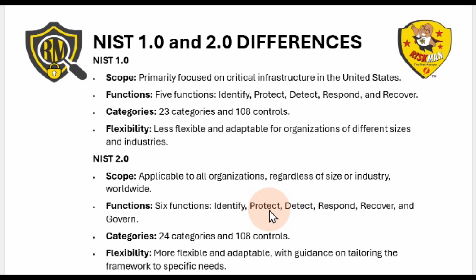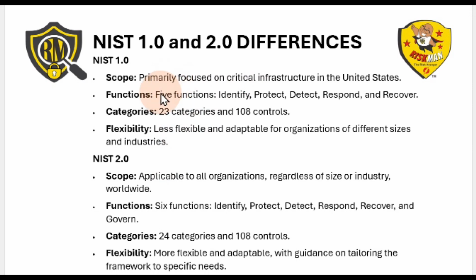So if we look at the differences between NIST 1.0 and 2.0, at a high level, this is what they are. In NIST 1.0, it was primarily focused on critical infrastructures in the United States. Basically, it was more infrastructure based. And now in the 2.0 version, it's applicable to organizations regardless of size or industry or worldwide or wherever that business sits. It can be adaptable for both of those, whereas the old 1.0 was pretty much focused on critical infrastructure.